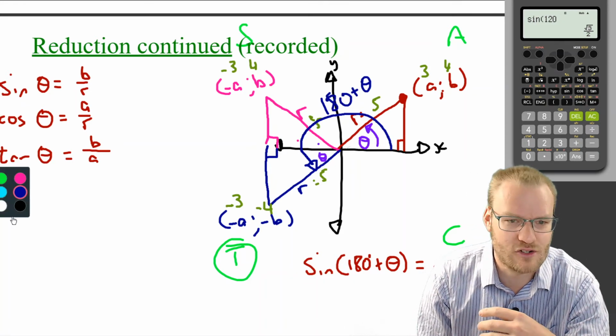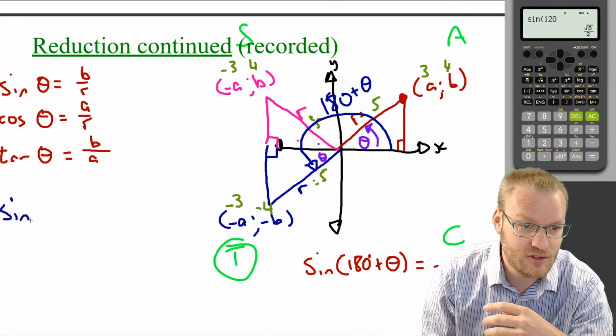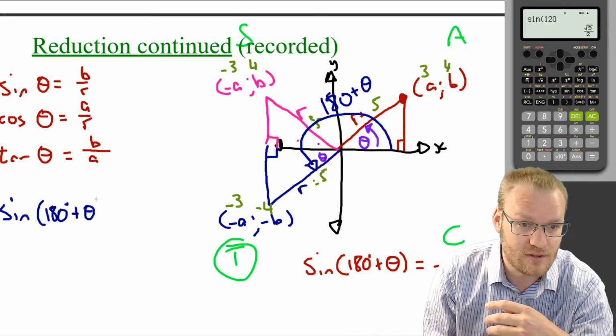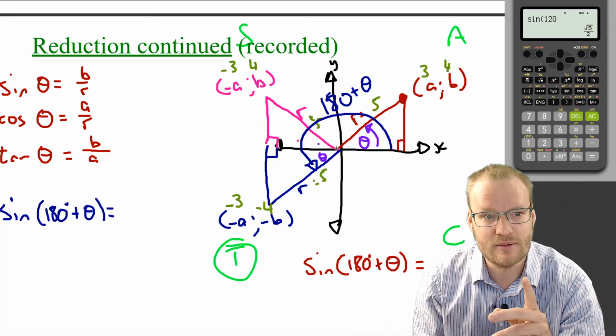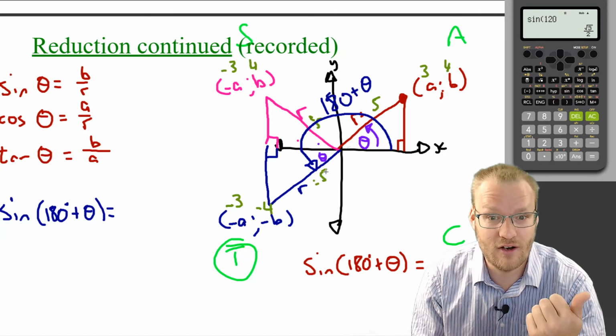Let's run through our trig ratios. Sine of 180 plus theta. Sine, we said, was y over r.